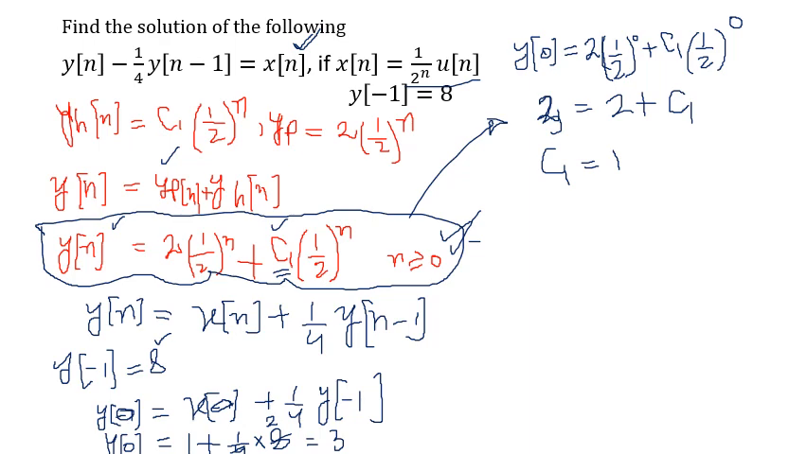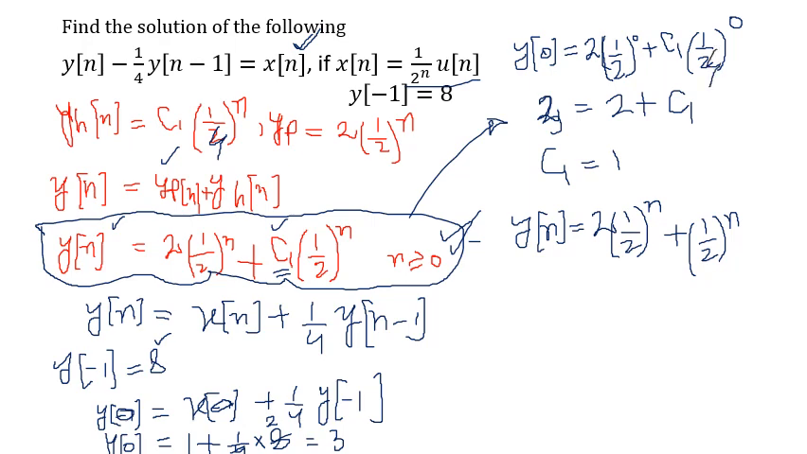So the complete solution is, okay, the homogeneous solution is also mistakenly written. Actually the homogeneous solution is 1 by 4 here. So this is not 1 by 2, this is basically 1 by 4, when n is equal to or greater than 0. Or you can also write the step function with it.